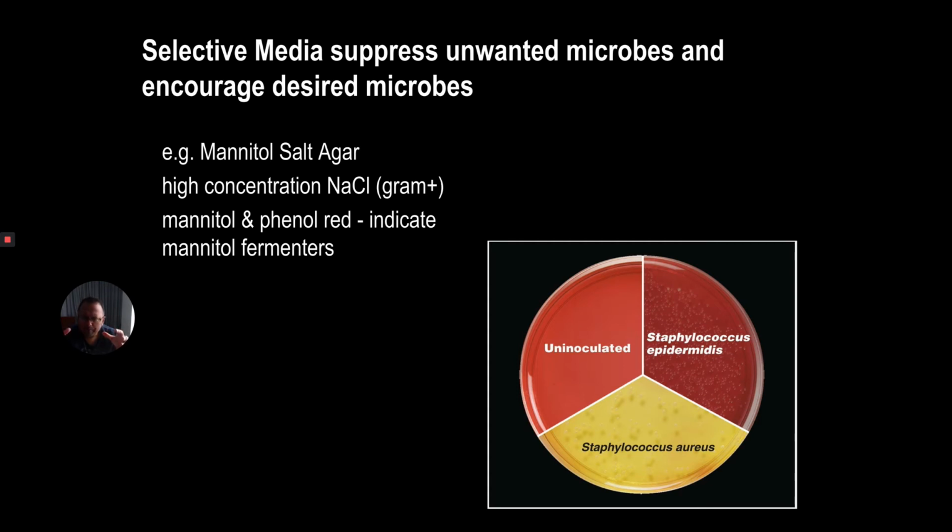So what happens is, you can see in the illustration, Staphylococcus epidermidis and Staphylococcus aureus both grow. However, Staphylococcus aureus is able to additionally break down that mannitol and ferment it. And when it ferments it, it creates an acidic environment. And that acidic environment interacts with the phenol red, turning it yellow.